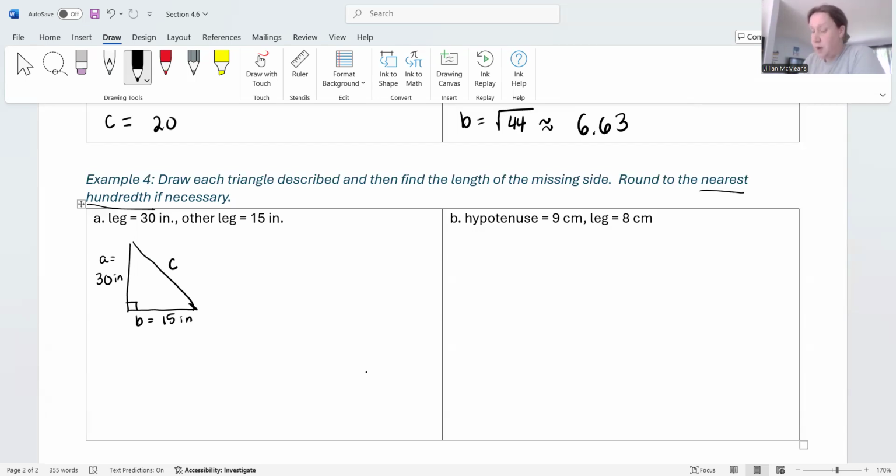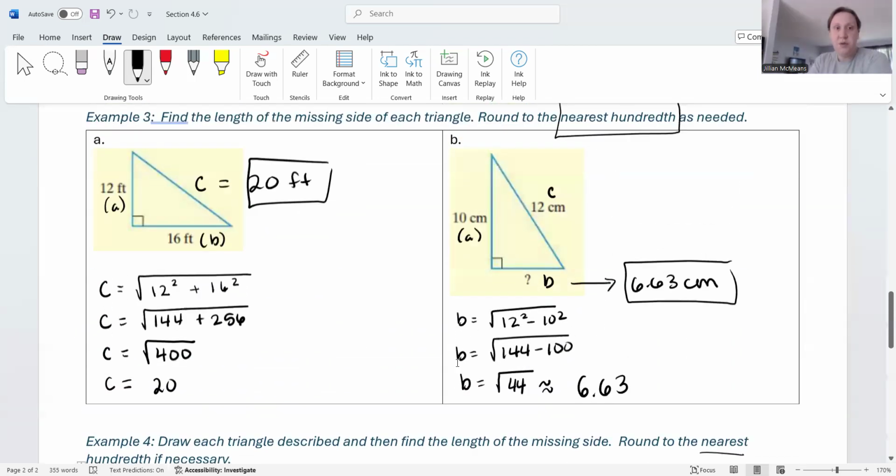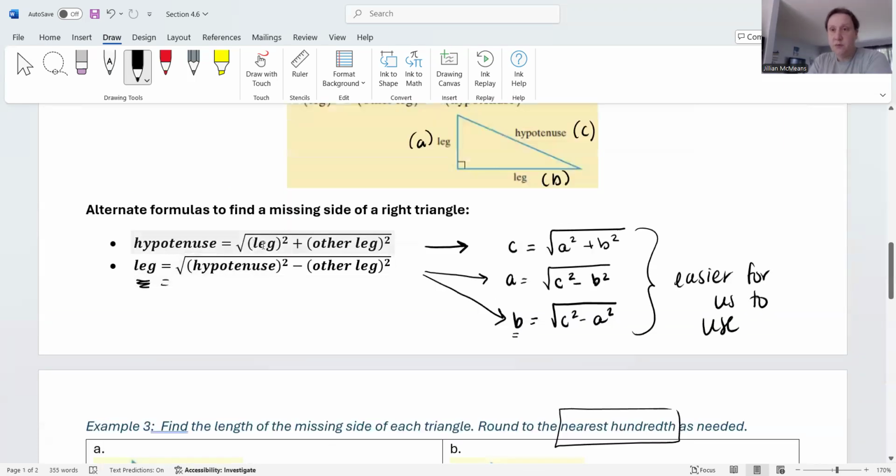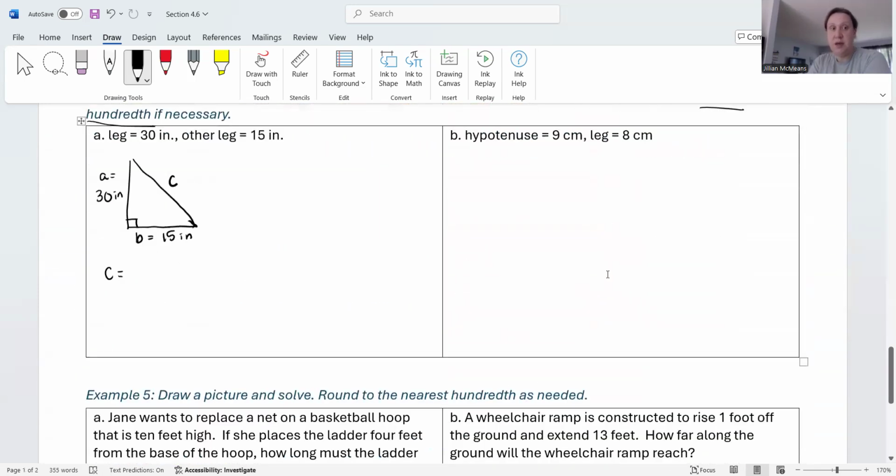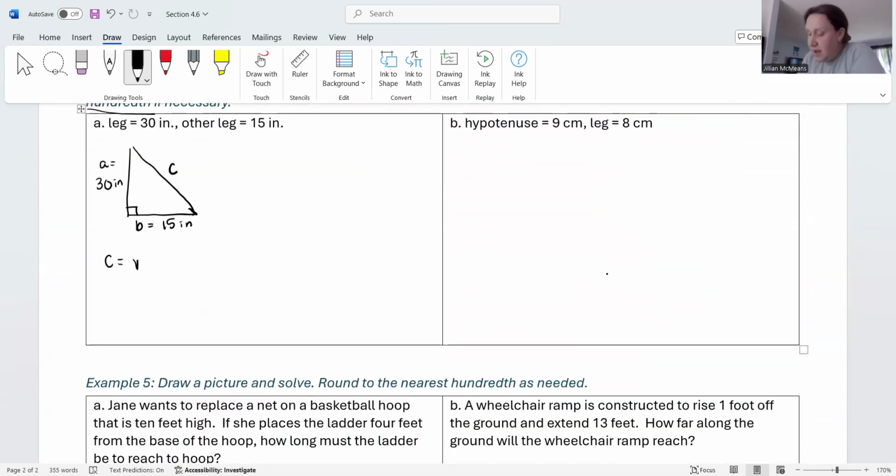So we're looking for the hypotenuse. So remember, if we scroll up a little bit, the hypotenuse is equal to the first leg squared plus the other leg squared, and then you take the square root of it. With just letters and symbols, we have C equals the square root of A squared plus B squared. So let's fill that in. So we have the square root of A squared plus B squared.